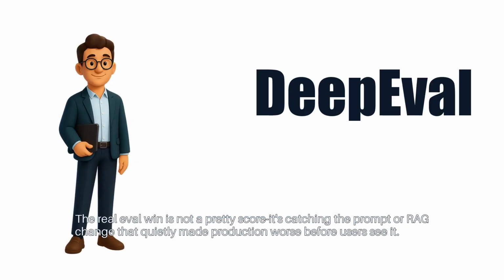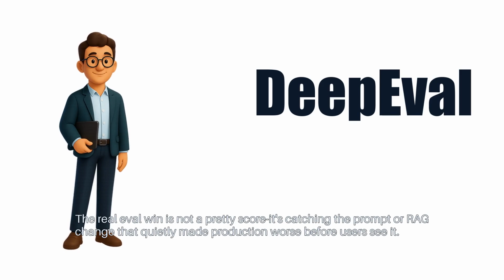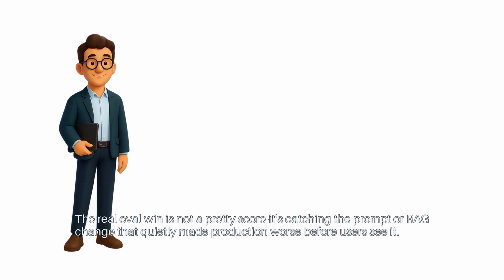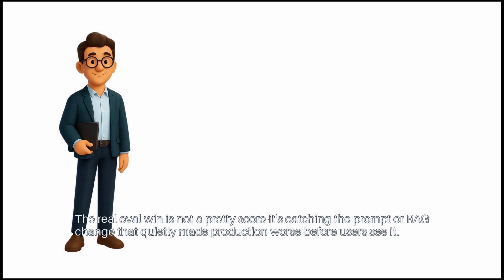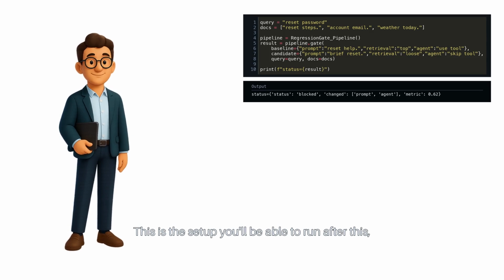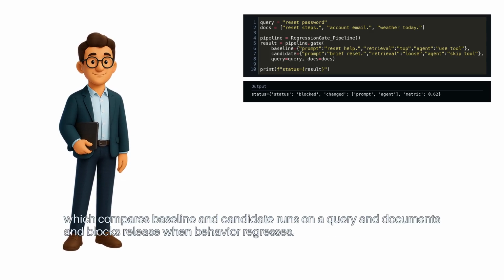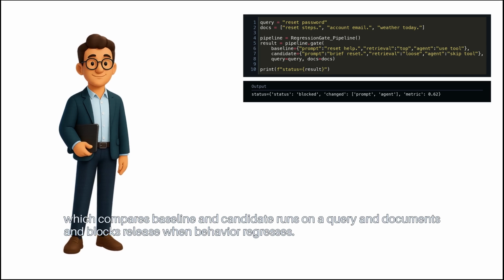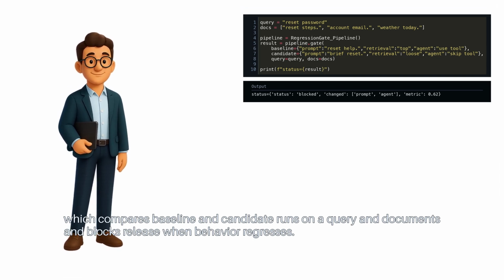The real eval win is not a pretty score. It's catching the prompt or RAG change that quietly made production worse before users see it. This is the setup you'll be able to run after this, which compares baseline and candidate runs on a query and documents and blocks release when behavior regresses.